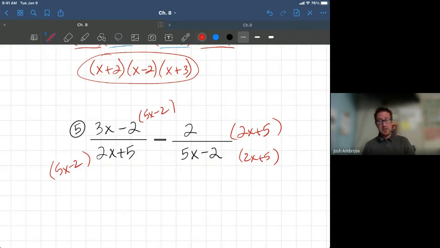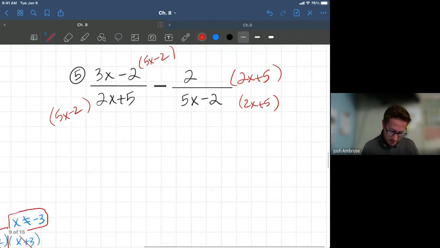Okay, so we got some expanding out to do before we can simplify it down. And I'll tell you, for your denominator, it's totally fine to just keep it as (5x - 2) in parentheses and (2x + 5) in parentheses. That's going to help us out. Okay, so let's start to distribute here.